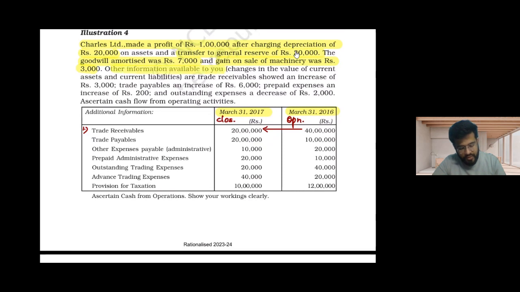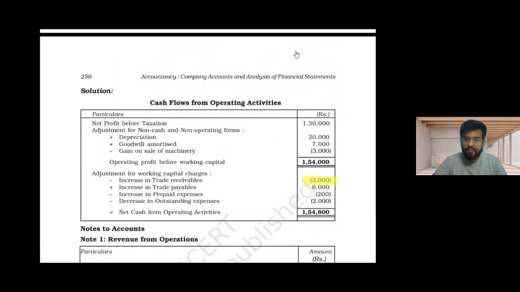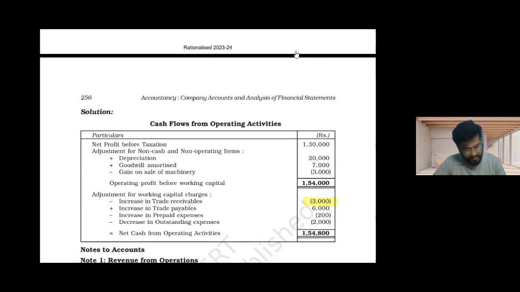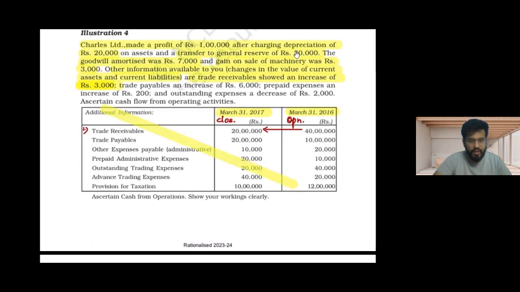Other information available to you: changes in the value of the current assets and liability are trade receivables shown as an increase of 3,000. So trade receivable has been showing an increase of 3,000. So if it is increased, it has been deducted. It has been deducted, my dear. I'm not sure why this additional information is given. Just ignore that.